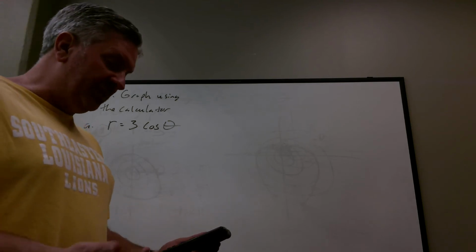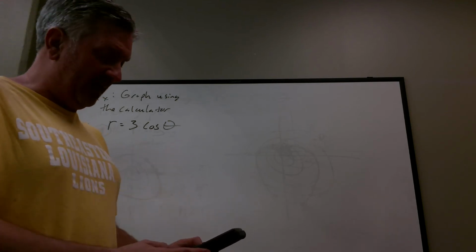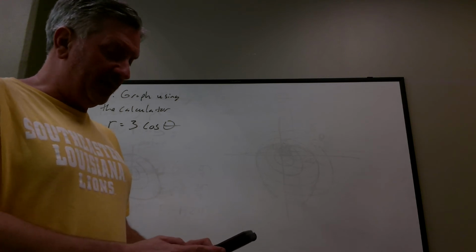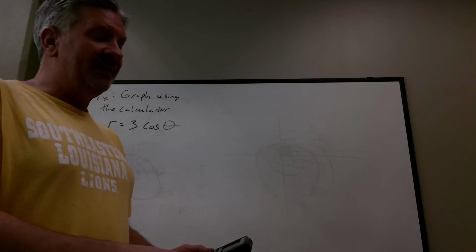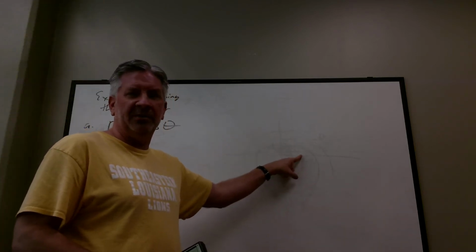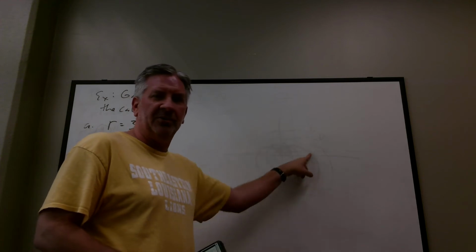What I usually do, and you can always modify it later, theta min, I usually start with 0, and theta max, I use 2 pi. Now that's basically getting you one revolution, 0 to 2 pi like we did before. So 0 radians all the way around to 2 pi.